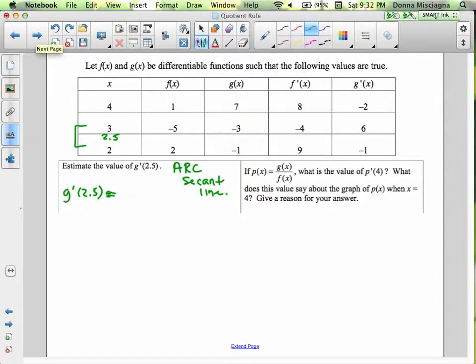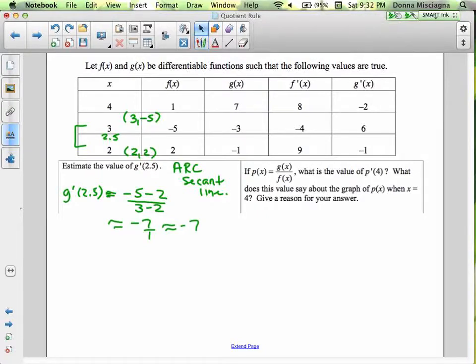So g prime of 2.5 is approximately negative 5 minus 2 divided by 3 minus 2. Because you've got one point here, 3, negative 5, and the other point is 2, 2. And so that is negative 7 divided by 1, which is negative 7. So remember, average rate of change approximates instantaneous rate of change, approximates the derivative. On to the next one.